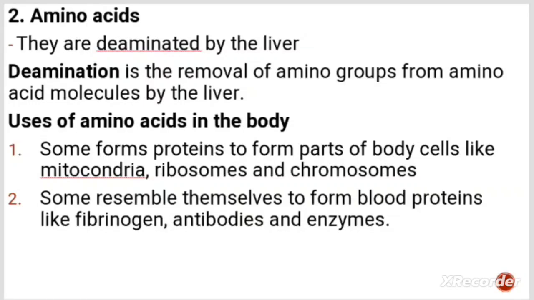Some form blood proteins like fibrinogen. Fibrinogen works in blood clotting. Antibodies, so these are cells that fight against infections. Also we have enzymes, they are biological catalysts. So these are the things that amino acids make when they are in our bodies. That is about amino acids.